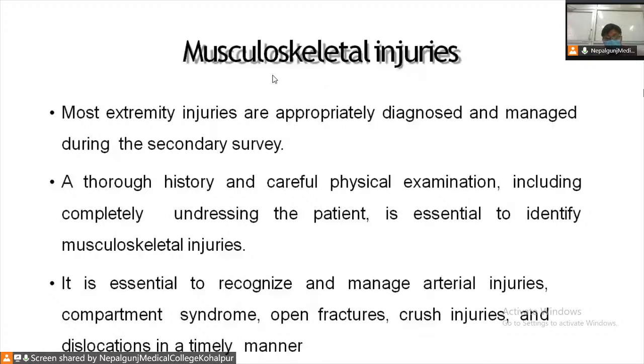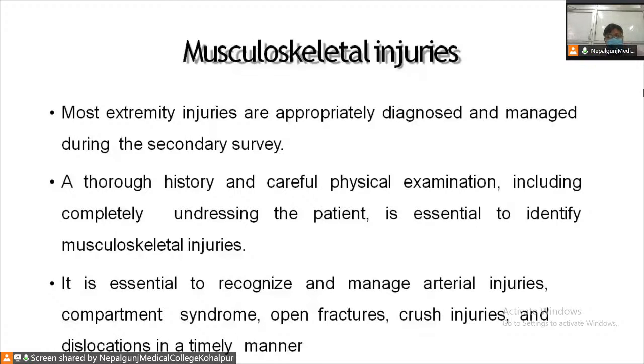But the only prior thing that we need to do at the initial phase is apply the splint, restrict the motion, and prevent further damage. That is, prevent further blood loss. It may be the tourniquet or the compression bandages that may be required to prevent loss of life.